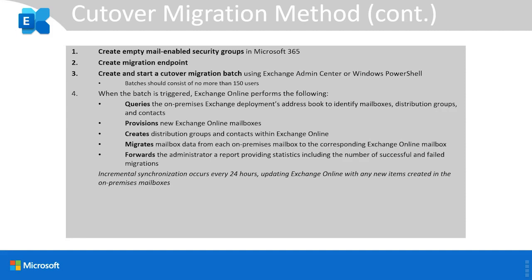At this point, incremental synchronization will occur every 24 hours, updating Exchange Online with any new items created in the on-premises mailboxes.